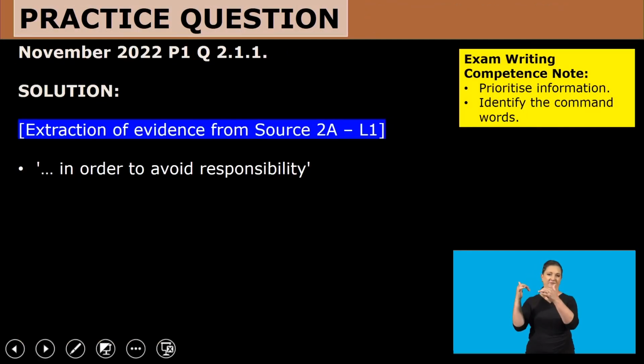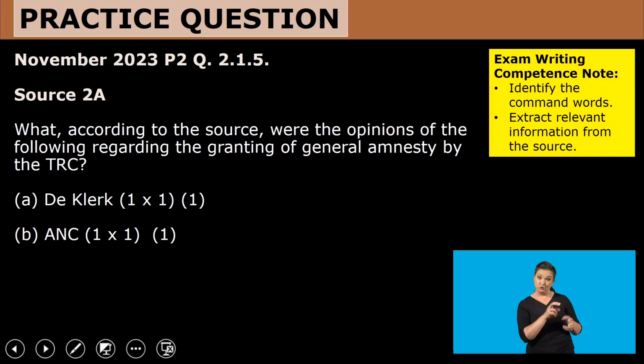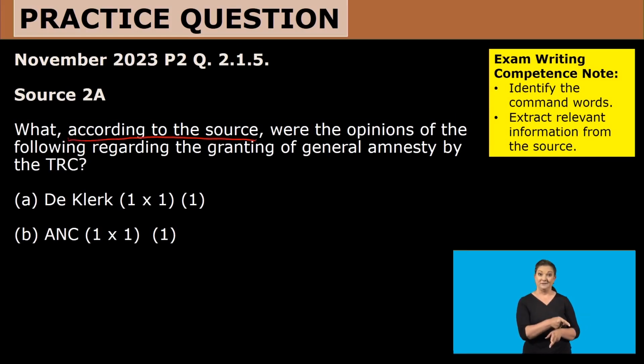Now let's look at a possible response there. You're just extracting information from the source as it is. It says, in order to avoid responsibility. Remember, I did underline that when we were looking at the actual source. Now let's look at another example. Another example says, what, according to the source, again, this is according to the source, it's not according to your own knowledge, were the opinions of the following regarding the granting of general amnesty by the TRC?